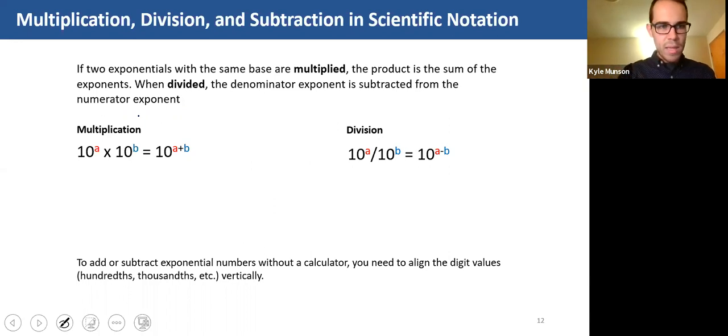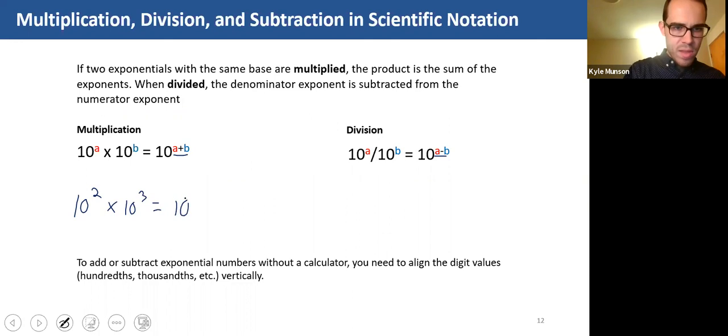But if you're multiplying, you basically add the exponents. Okay, the sum of the exponents. If you're dividing, the denominator exponent is subtracted from the numerator exponent. So in other words, if I had 10 to the power of 2 times 10 to the power of 3, this is 10 to the 2 plus 3, which is 10 to the 5.